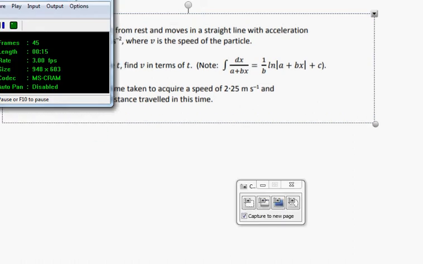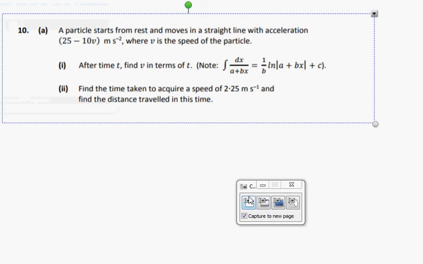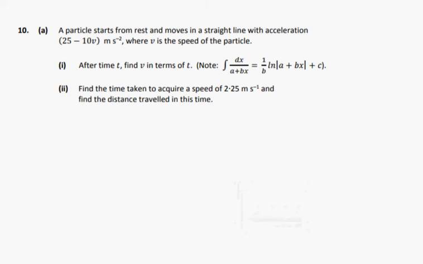Okay, and then v is the speed of the particle after time t. Find v in terms of t. So I'm pretty sure we've got a equals dv/dt, and dv/dt in turn is going to equal 25 minus 10v.